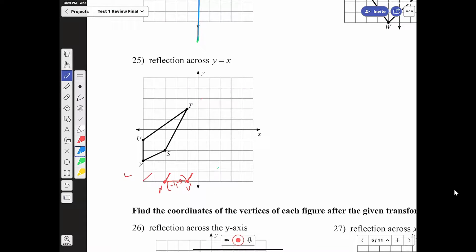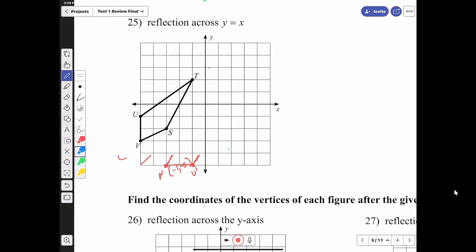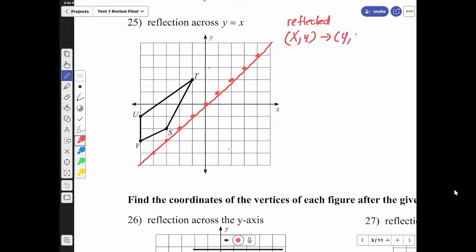25 says reflection across y equals x. So I'm going to go ahead and erase the scribbling there. So we have y equals x as our mirror. And from your algebra days, this is y equals x. Okay, so you have x comma y. When it's reflected over y equals x, this is the rule: y comma x.